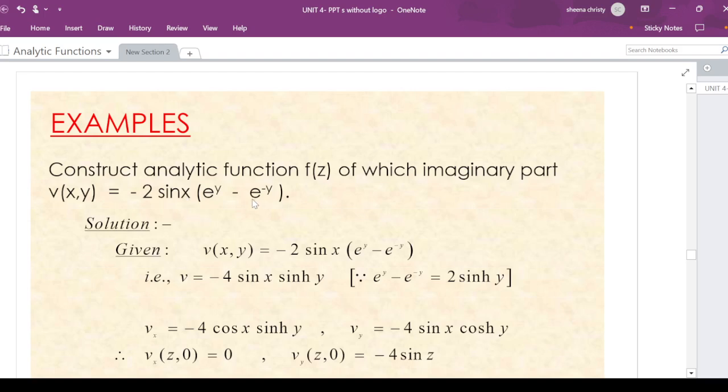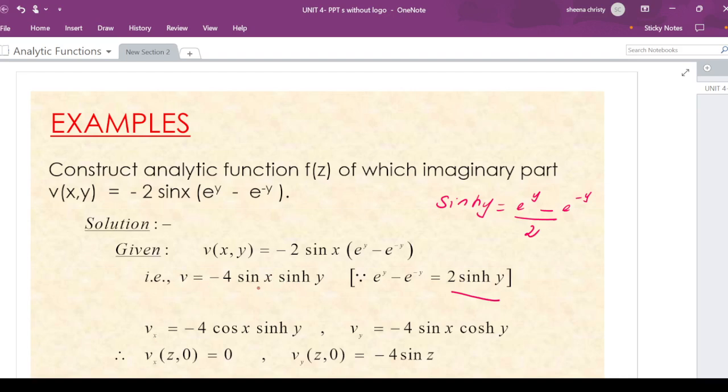We all know that sinh y equals (e^y minus e^(-y)) divided by 2. So in this place, you can write 2 times sinh y. Therefore, this imaginary part you can get as minus 4 times sin x into sinh y. Now, you have to differentiate this v with respect to x partially.